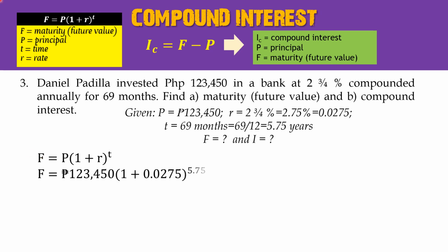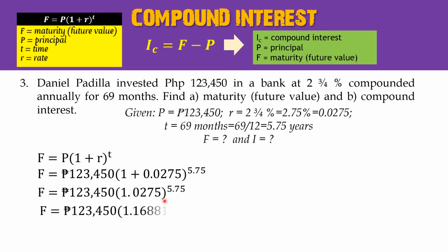And plug in the values for each variable. And then, tayo, add natin itong dalawang ito. That is 1.0275. And then, we're gonna have to raise it to 5.75. Yan. In your calculator, using your scientific calculator, just plug in this one. And then, the result is 1.168814325 multiplied to the principal.